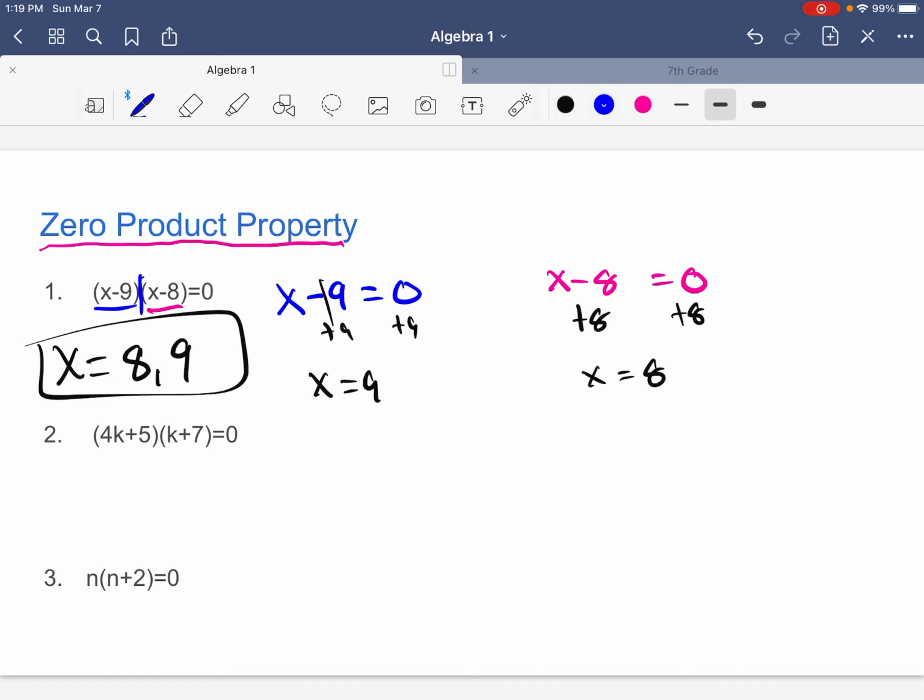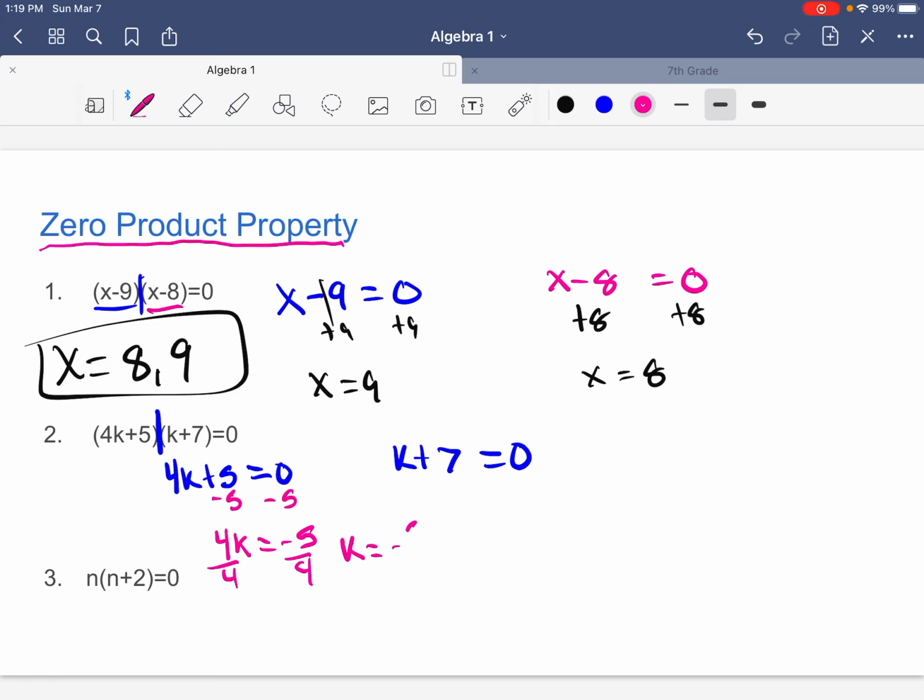This next problem is going to be a little bit more complicated. But what you do is you cut the problem in half and you say 4k plus 5 equals 0. And then you say k plus 7 equals 0. And then you just solve it like it's a normal equation. So this one, I'd subtract 5 from both sides, and have 4k equals negative 5. And then you divide by 4. And so you're left with k equals negative 5 fourths.